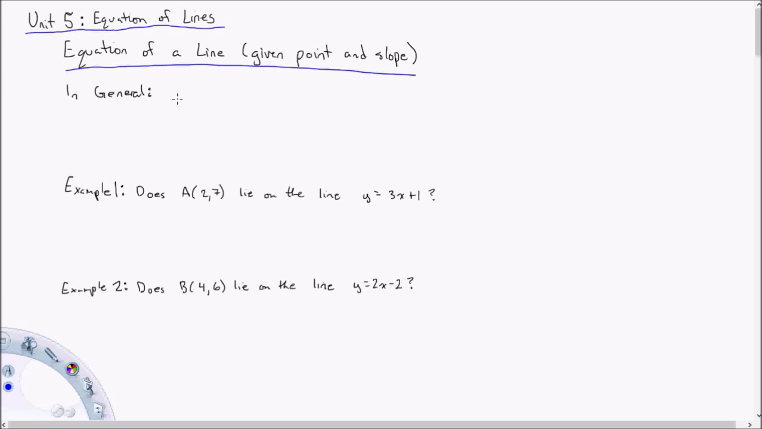This is the first video in the Unit 5 equation of a line group of videos, where we're going to talk about how to find the equation of a line given a point and a slope.